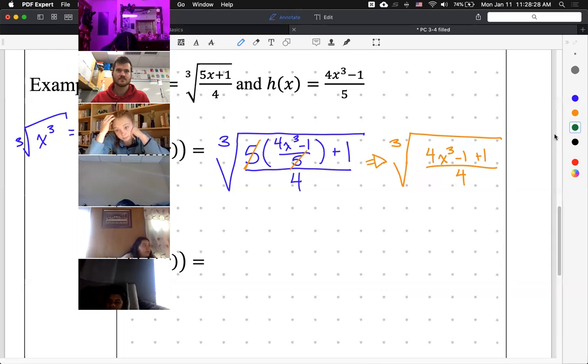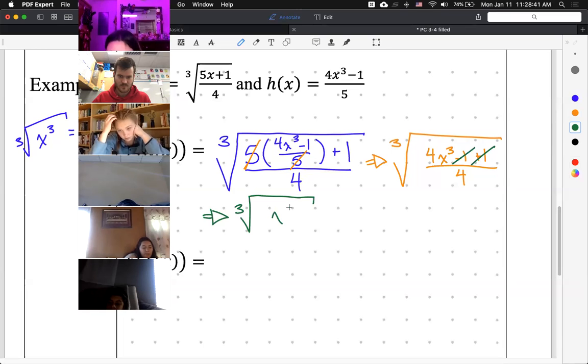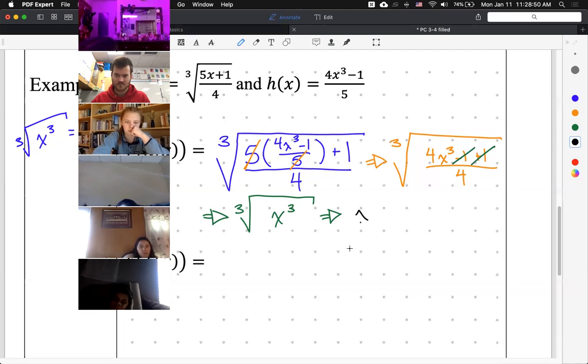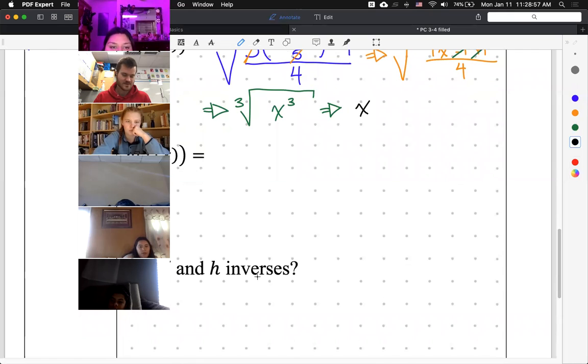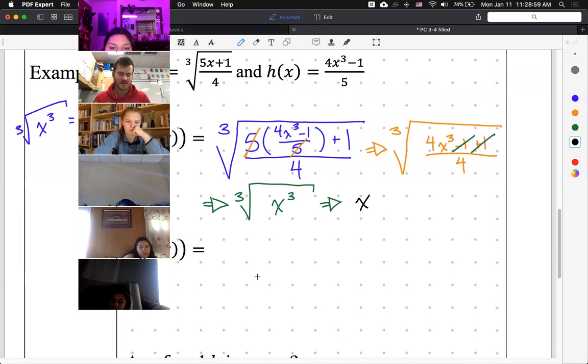You can add minus 1 plus 1, and then that leaves you with 4x to the 3rd over 4, and then you can cancel out the 4s. So then you have the cube root of x cubed, and then that cancels out and leaves you with x. There it is. Thank you. And it's looking like the answer is going to be yes down here to our f and h inverses. Let's check the other way as well.